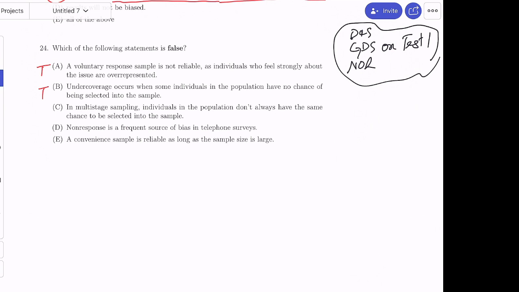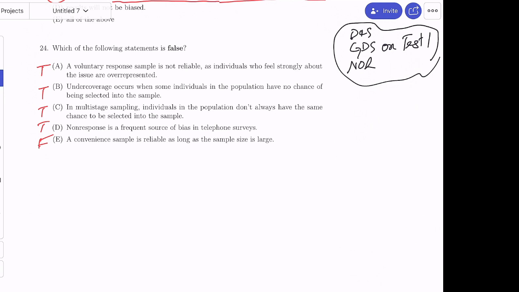That's true, right? Because your chances of being selected change as each stage progresses. So we'll say this is true. Non-response is a frequent source of bias in telephone surveys. True. A convenience sample is reliable as long as the sample size is large. False. So that's easy. Well, for people who didn't get it, sorry.